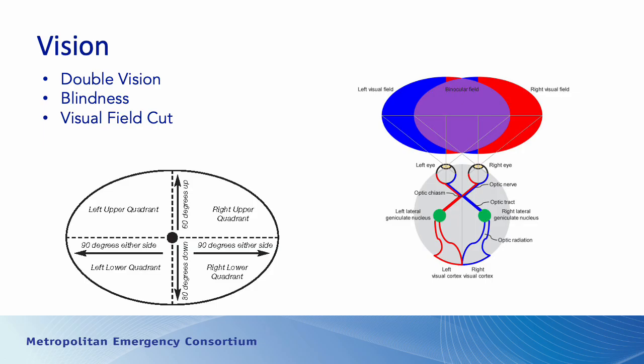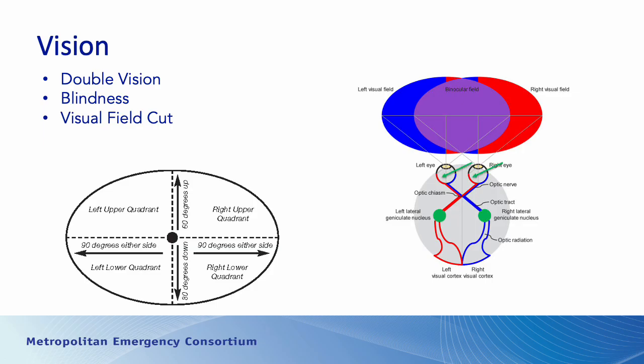a visual field cut. So when we talk about visual fields, if you look straight ahead, so look at the color photo in the top right. If you look straight ahead, you're going to see central vision, which is both eyes working together. If you're looking straight ahead, but have something off to the right side, that's your right visual field, and anything to the left would be your left visual field.